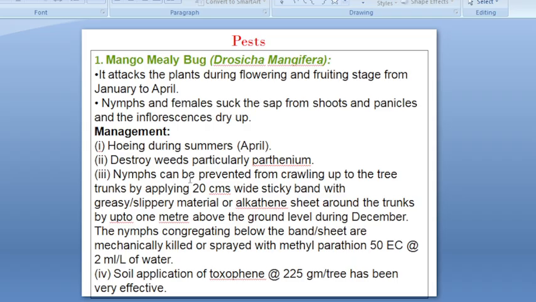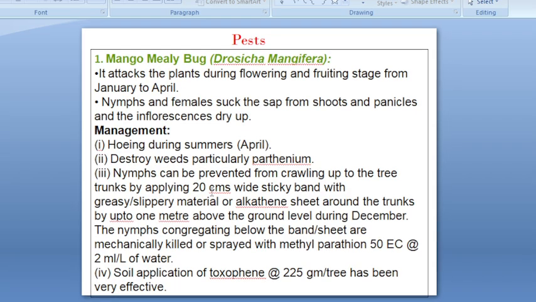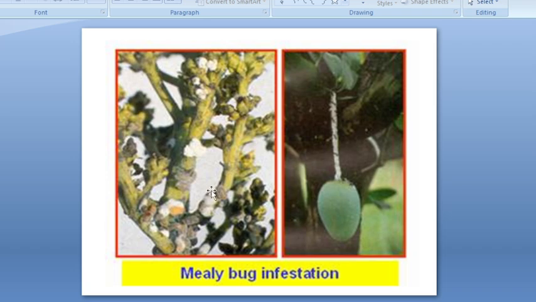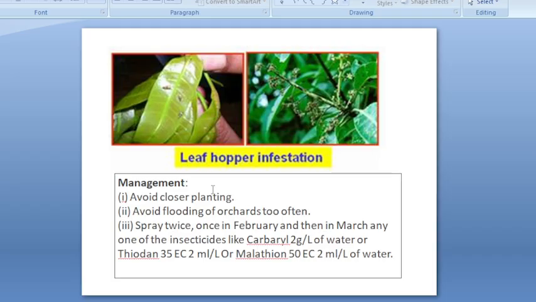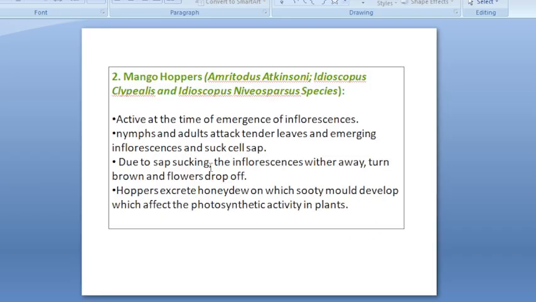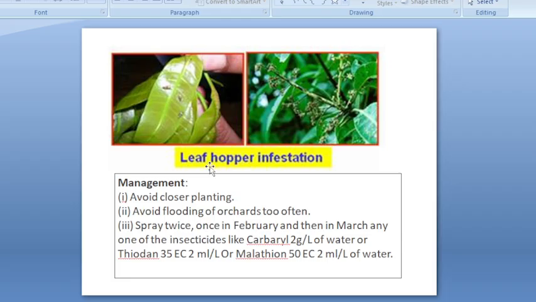This leads to the sooty mold problem. So we have to destroy the weeds, especially the host weeds. Nymphs and adults we can manually destroy. We can even apply toxaphene or ethyl parathion for controlling this. Here you can see the severity of mealybug infestation in the case of mango. Next one is hoppers. Hoppers are a common problem, with a minute size. They will suck the sap from the leaves.